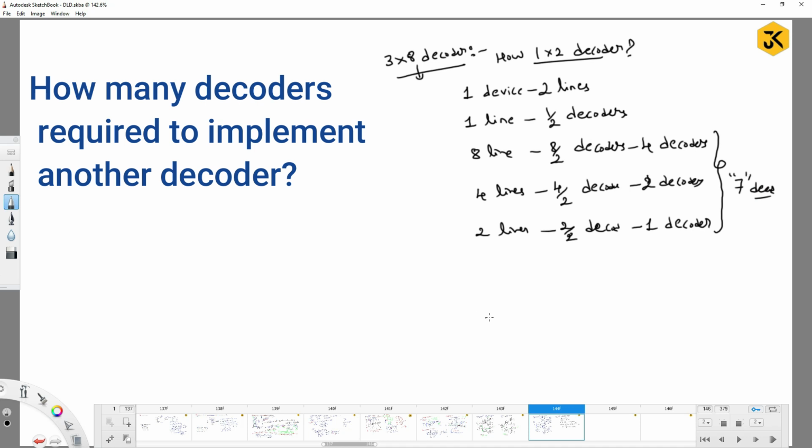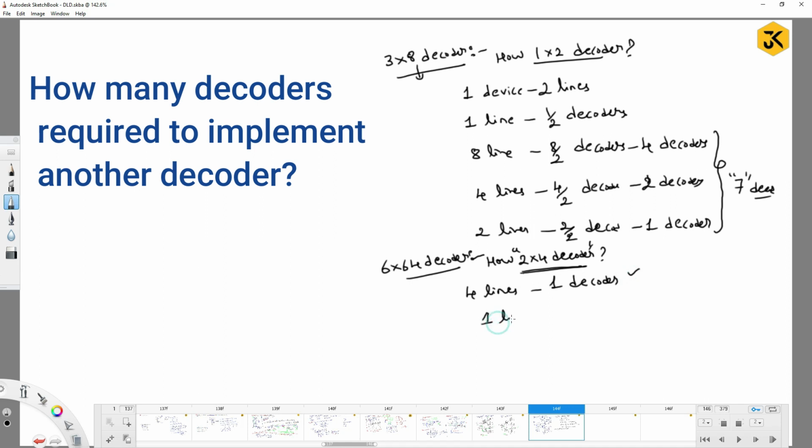Right? Similarly, can we construct a 6/64 decoder, and how many decoders are required of size 2/4? Basically, how will we solve it? To get 4 lines, you require 1 decoder. Am I right? So here we changed the formula, right? A 2/4 decoder is going to produce 4 lines as output. So we required 1 decoder.